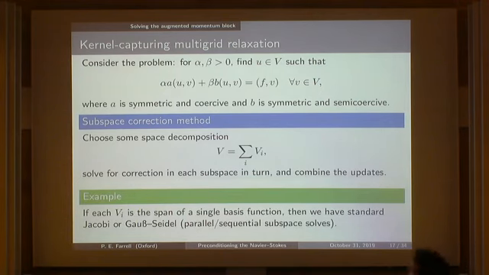As a concrete example, if you take each V_i to be the span of a single basis function, then that gives you Jacobi if you do it additively, or Gauss-Seidel if you do it multiplicatively. But the reason to write it in this way is because the criterion for what makes a robust relaxation scheme is best stated in this form, in terms of functional analysis.